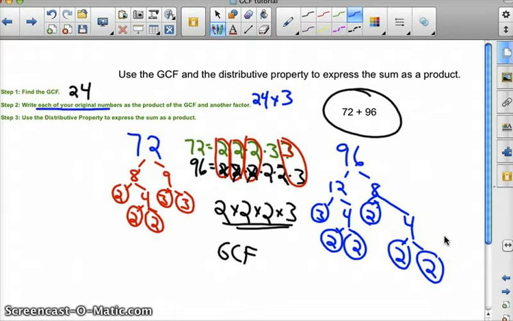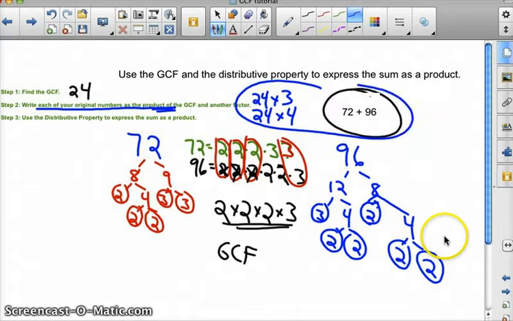So I'm writing my original number as the product of the greatest common factor and another factor. Okay, greatest common factor is 24. 24 times 4 is 96. So now I'm done with step 2. Now I want to use the distributive property to express the sum as a product. And right here I have all my information that I need.